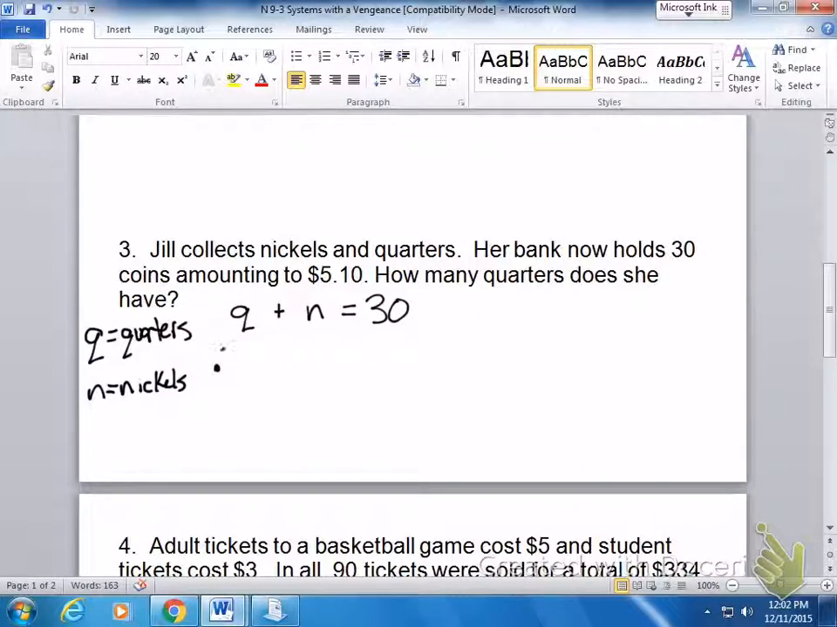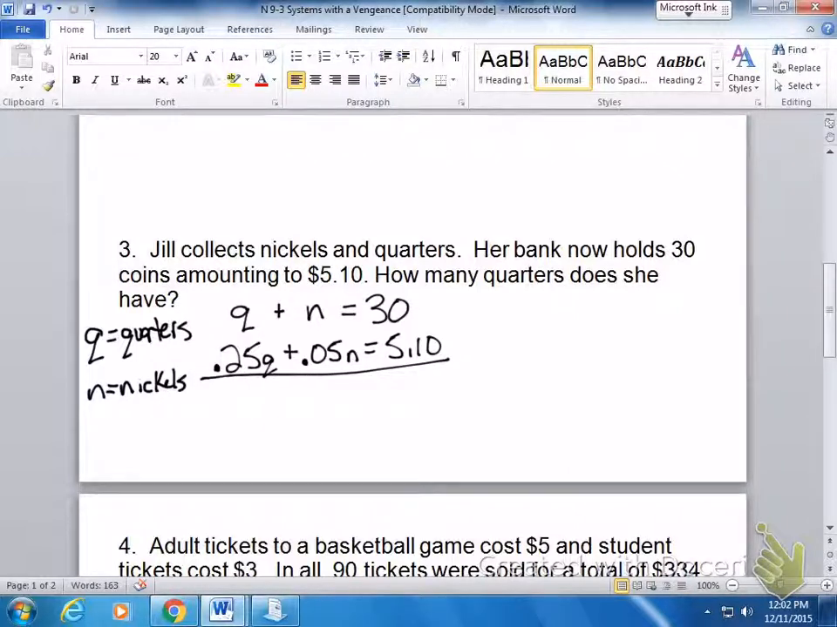A quarter is worth 0.25 dollars, or 0.25. So 0.25 times the number of quarters gives me that much money. A nickel is worth 0.05. So 0.05 times n gives me the amount of money I have in nickels. And if I add that to the amount of money I have in quarters, I get $5.10.